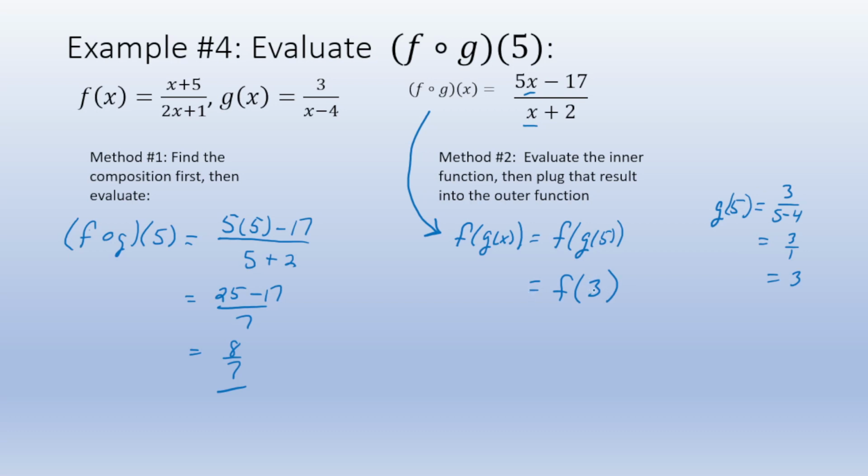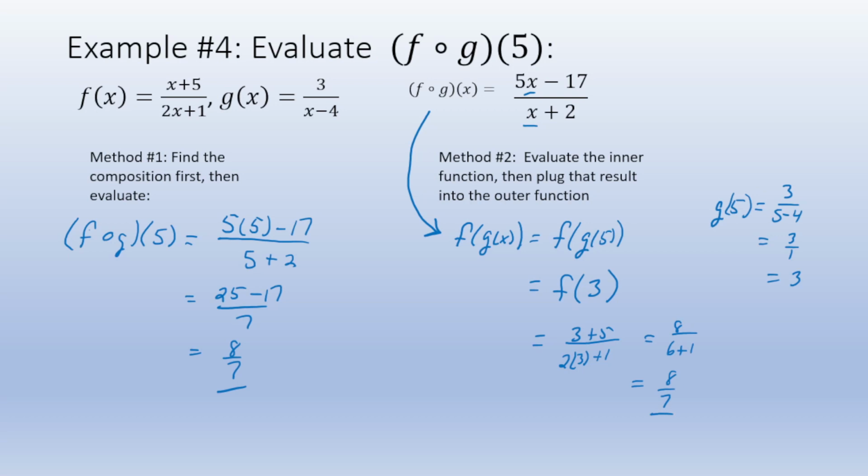And then we take the number 3 and plug that into the function f. In so doing, we have 3 plus 5 over 2 times 3 plus 1. That's 8 over 6 plus 1, which gives us 8/7. We get the same value, which should come as no surprise.